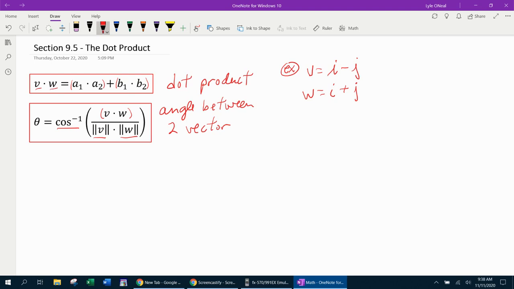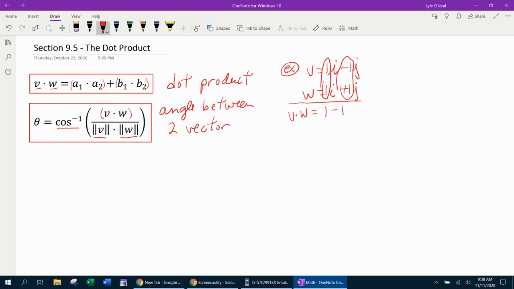So product means stack them. You want to stack these vectors one on top of the other to find the dot product. And the reason you want to stack them is because that will line up the pieces that go together. So the A values, the coefficients of the i components, 1 times 1 is 1. And the B values, the coefficients of the j components, -1 times 1 is -1.